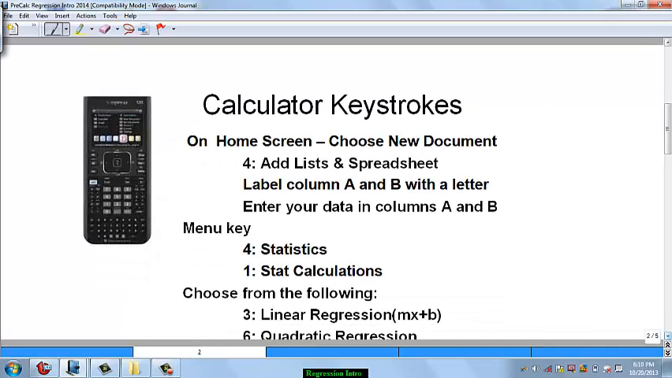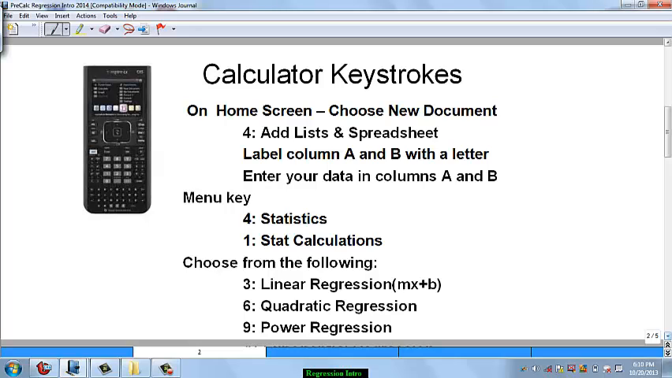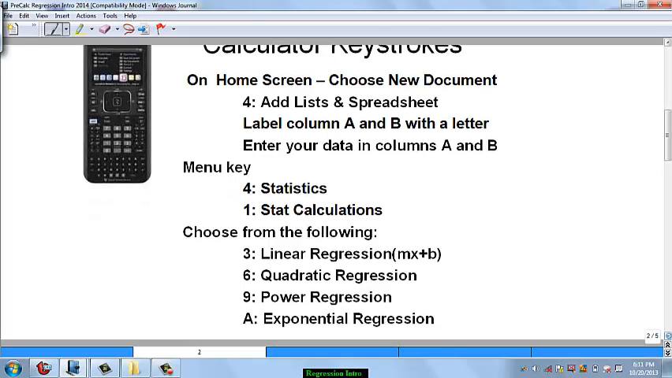Here's the calculator keystrokes. Please refer to these notes as we go through here. You can go through step by step, and we're going to use linear regressions this year, quadratic, power, and exponential. So I'll go through all those when we go through the calculator. And of course we're using the statistics button when we're doing this, and we're using lists and spreadsheets because you're putting in your data in columns.